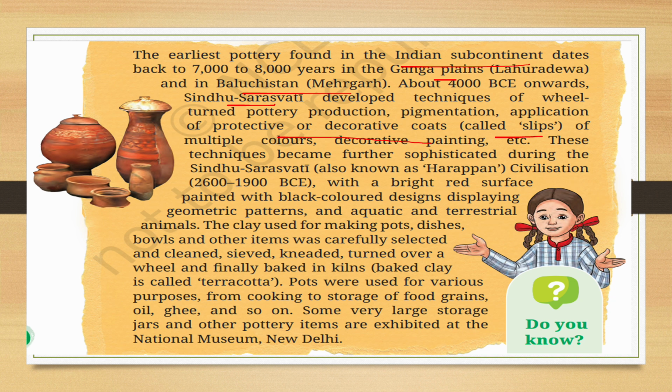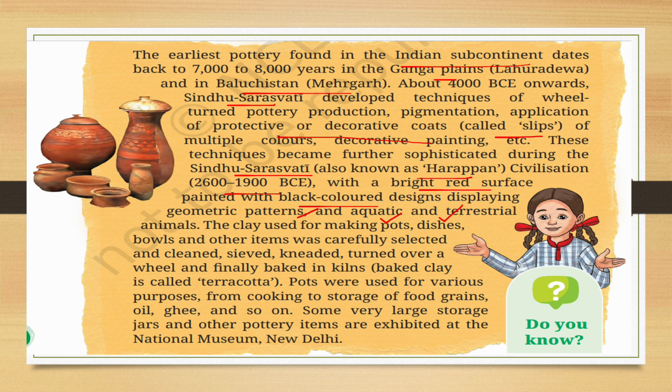These techniques became further sophisticated during the Sindhu-Saraswati, also known as Harappan civilization, 2600 to 1900 BCE, with a bright red surface painted with black colored designs displaying geometric patterns, and aquatic and terrestrial animals. So the Sindhu-Saraswati or Harappan civilization used a bright red surface painted with black colored designs displaying geometric patterns, and some aquatic and terrestrial animals.